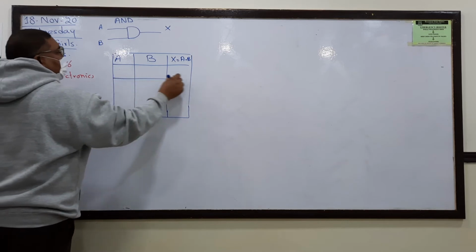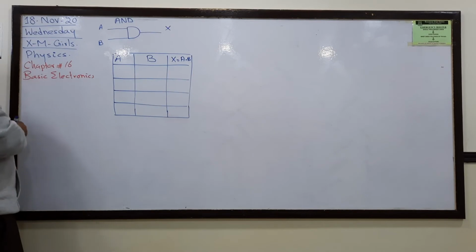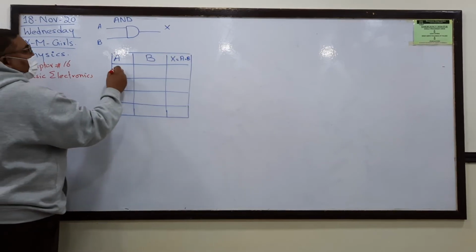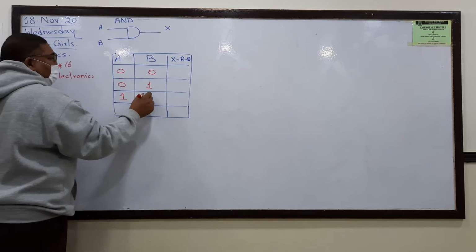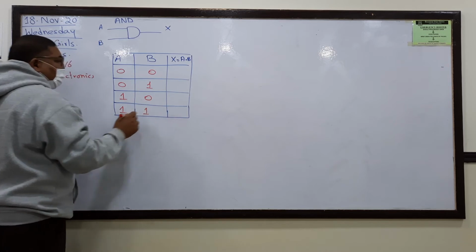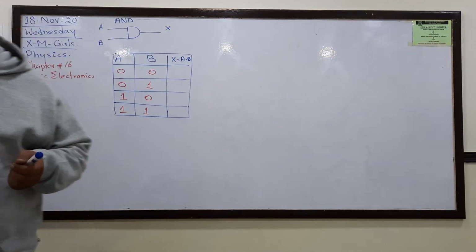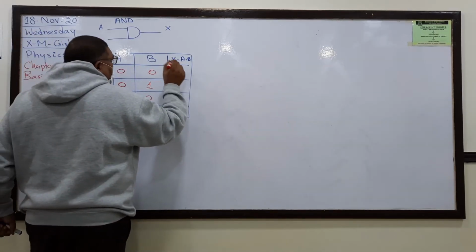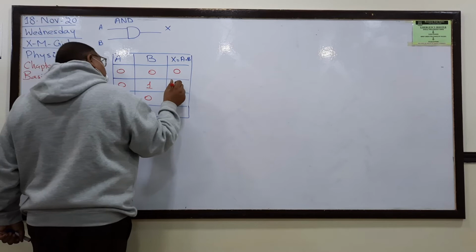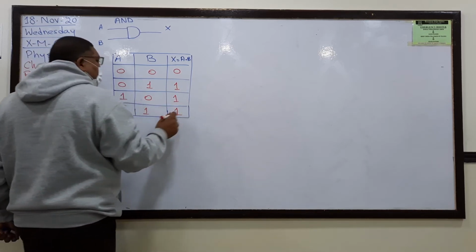So there could be four options. The A can be 0, B can be 0, A can be 0, B can be 1, A can be 1 and B can be 0, and both can be 1. So what will be the result? AND is like multiplying. You multiply them. 0 multiply 0? 0. 0 multiply 1? 1. 1 multiply 0? 1. 1 multiply 1? That will be 1.